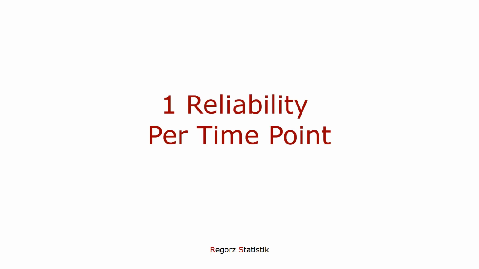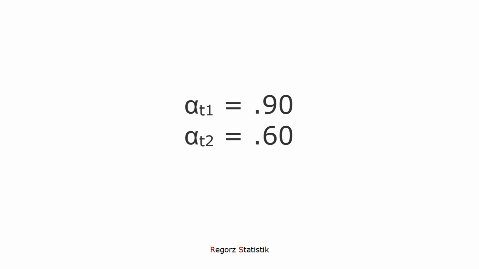The first option I'm seeing from time to time is just calculating the reliability for each time point. If you do that, you would get a Cronbach's alpha of 0.90 for the first time point and 0.60 for the second time point. However, that is not what we want to know. We want to know the reliability of the change score, not of the 2 scores for the different time points. So this is not a good option.